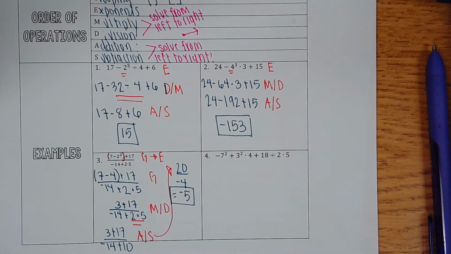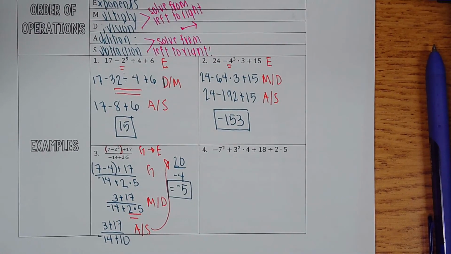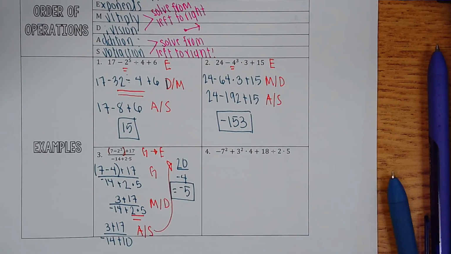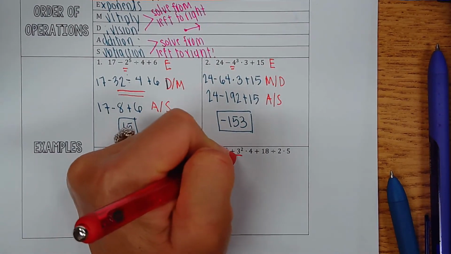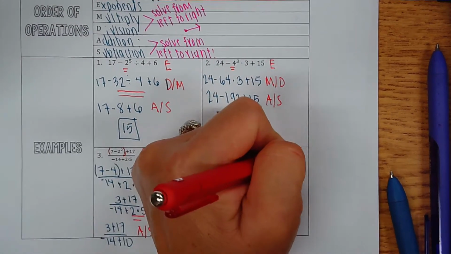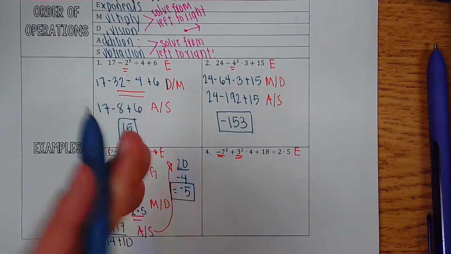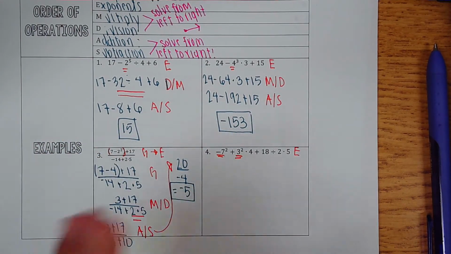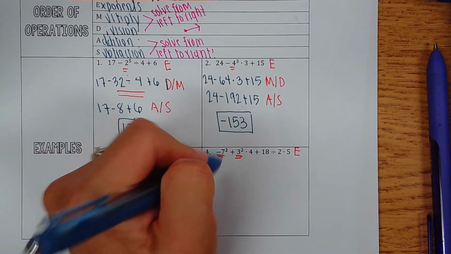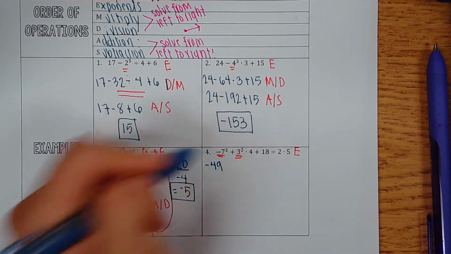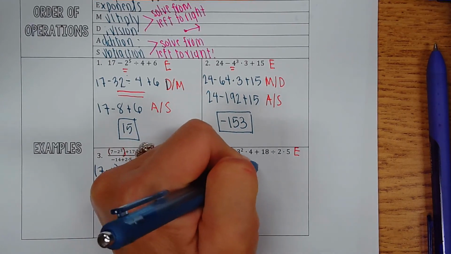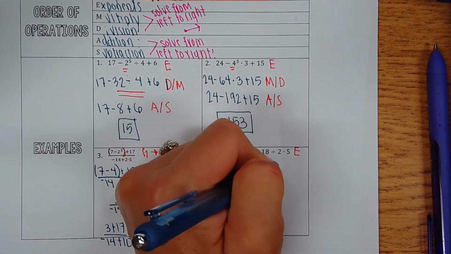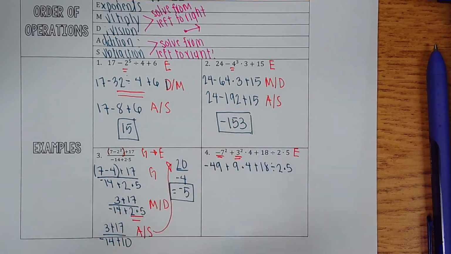Okay, so let's move to number 4. And go ahead and pause me if you want to try it first. And there's no grouping symbols. So what I'm going to do is I'm going to look for the exponents first. So I see that there's exponents. All right. Negative 7, the negative is not squeezed in with parentheses. So this is going to be negative 49 plus 9 times 4 plus 18 divided by 2 times 5.